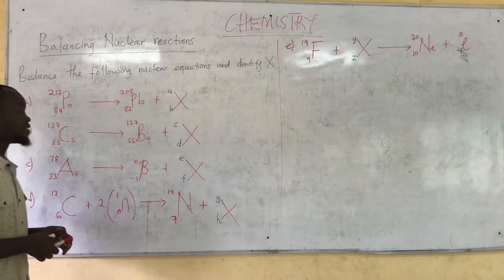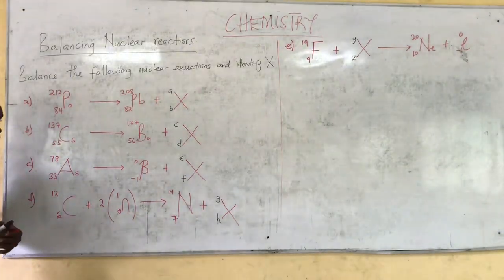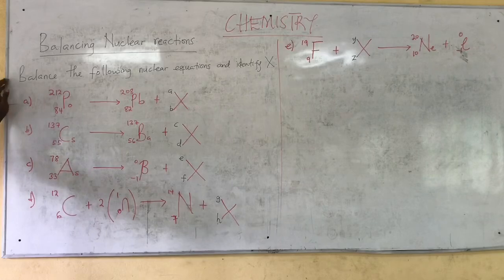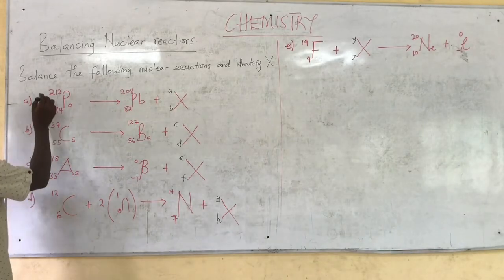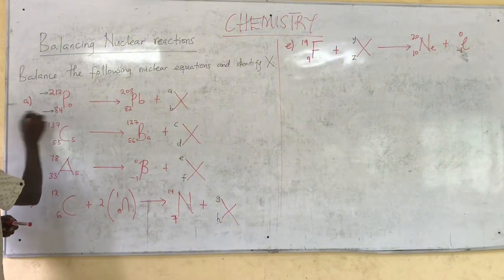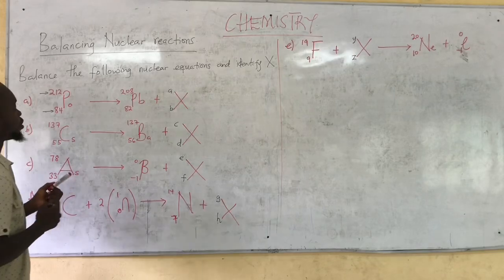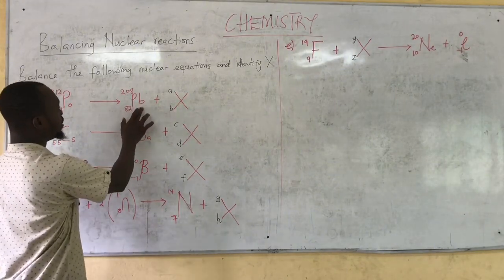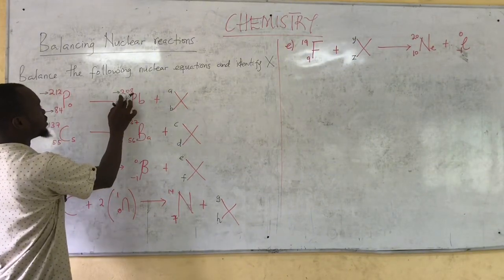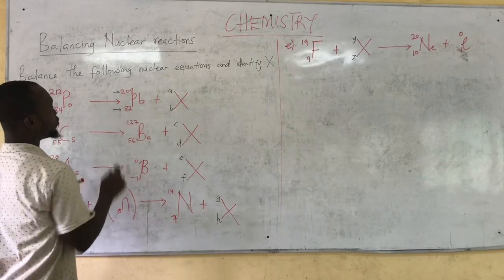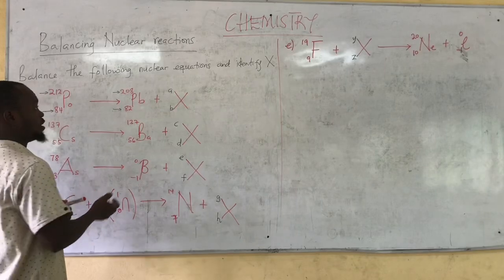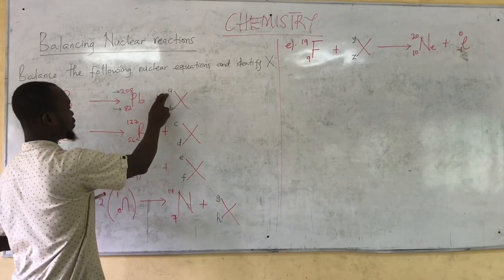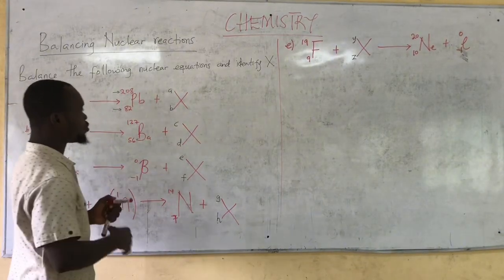So I have some examples here. We will go through them one after the other. We have to balance the following nuclear reactions and identify X if possible. In the first one I have Po with a mass number of 212 and a proton number of 84 goes into Pb with a mass of 208 and a proton number of 82, plus a certain X which has a mass of A and a proton number of B.